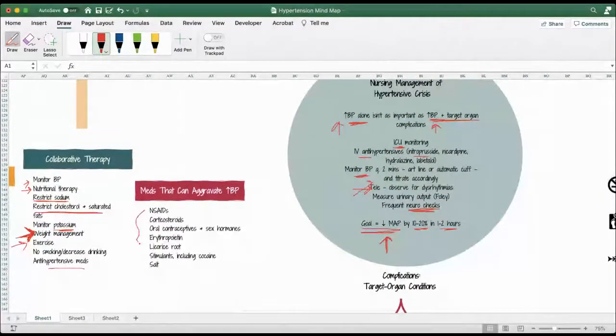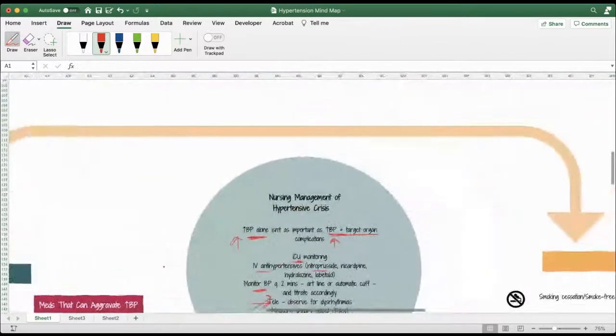It's good to know these medications that aggravate blood pressure, especially corticosteroids, which aggravate everything, it seems. So that's easy to pick up. Erythropoietin, that makes sense, right? Because you're making more red blood cells, you're making the blood more viscous. Licorice fruit is just a weird one. Other than that, and salt, of course, I wouldn't worry too much.